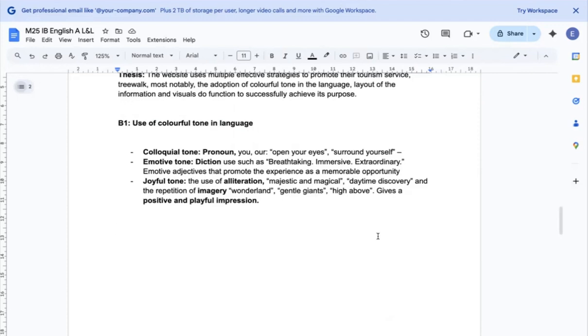Last one is joyful tone. Mainly I found this through the use of alliteration, such as majestic and magical, daytime discovery, gentle giant. Also, I found repetition of imagery is also joyful, such as describing the wood as wonderland, gentle giant, high above, all give a positive and playful impression.